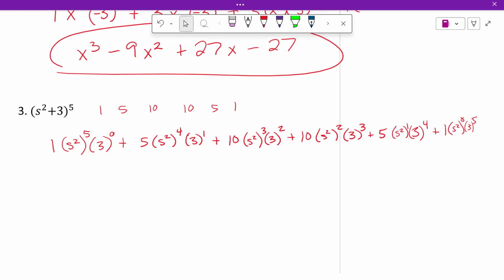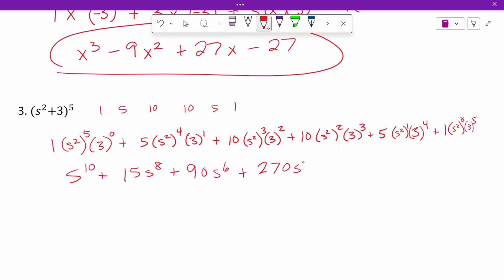Okay. 3 to the 0 is 1. Here's 1. 1 times 1 is 1. Power to power, we multiply. So it's s to the 10th power plus 5 times 3 is 15. s is to the 8 plus 3 squared is 9 times 10 is 90. s is to the 6 plus 3 cubed is 3 times 3, which is 9 times 3, which is 27. 27 times 10 is 270.